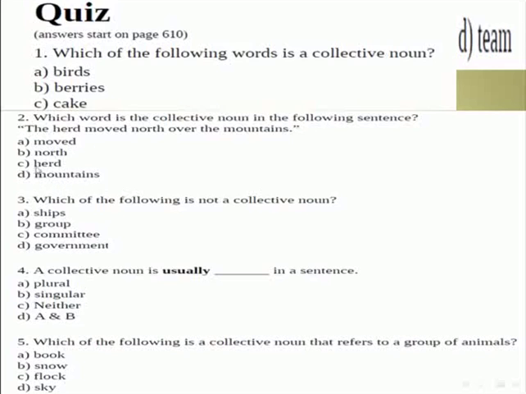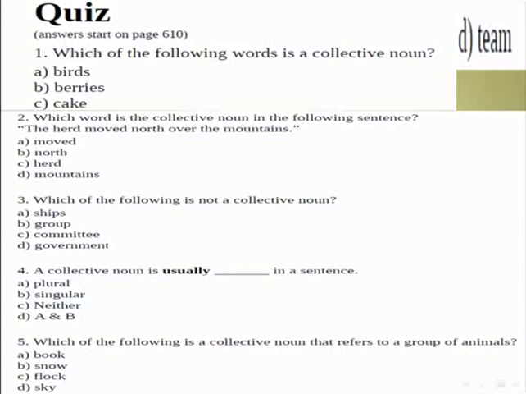Try to check. 3. Which of the following is not a collective noun? Now here you have collective nouns. One of them maybe or two are not collective nouns. Ships, group, committee, government. Which one or which ones is not a collective noun? 4. A collective noun is usually what in a sentence? Collective noun is usually plural or usually singular or neither, or it can be plural, can be singular. Which one? Is it D or C or B or A?